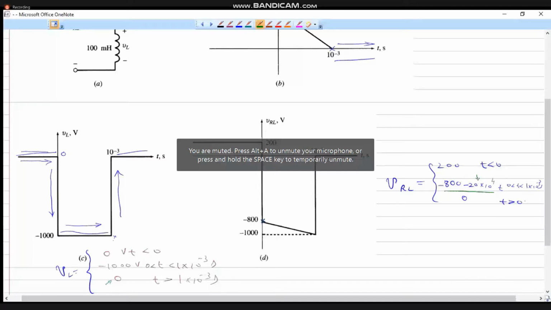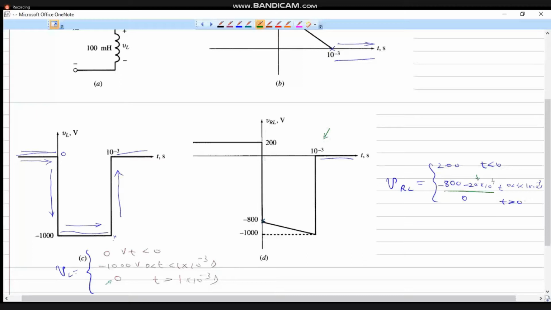Then the other boundary limit is when t is equal to 1 into 10 power minus 3. At that time you will have minus 800 minus 20 into 10 power 4 into, instead of t, you substitute 1 into 10 power minus 3. So that will be equal to minus 800 minus 200, which equals minus 1000. That is where this voltage is dropping to minus 1000 volt at t equal to 1 millisecond. Okay, so you will be able to justify this graph also.